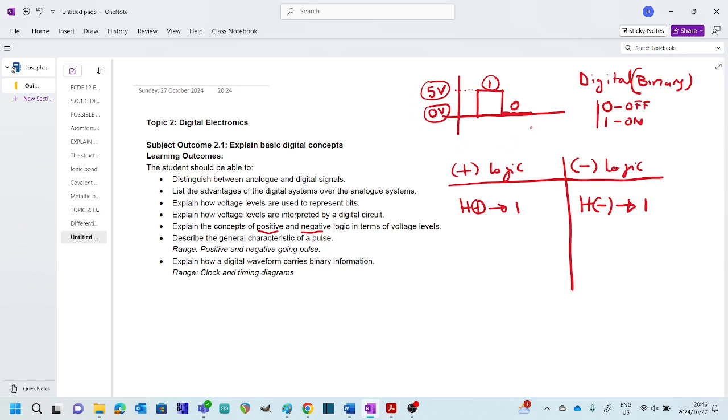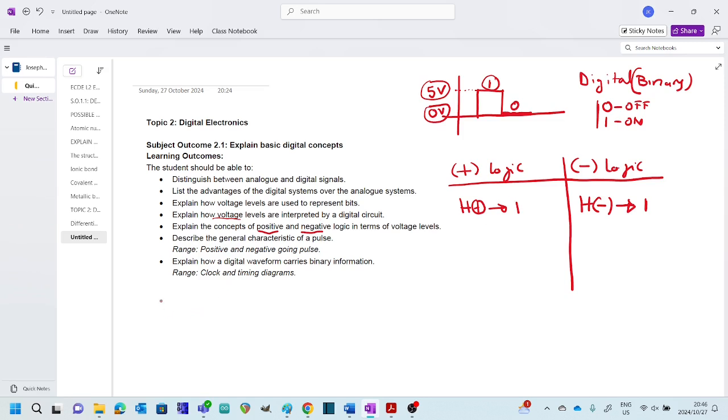Here we just explained normal logic level, where the highest voltage represents a 1 and the lowest voltage represents a 0, without specifying whether we are dealing with positive logic or negative logic. We just explained voltage levels as interpreted by a digital circuit. Now it is very important to know the difference, because sometimes the examiner might be specific.